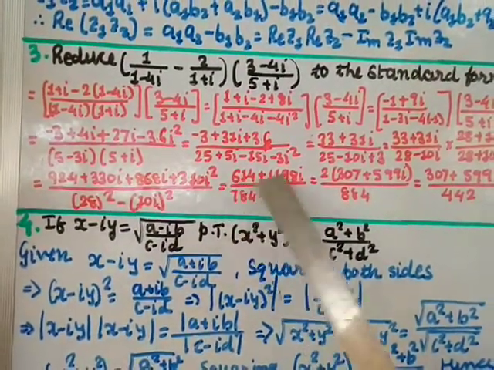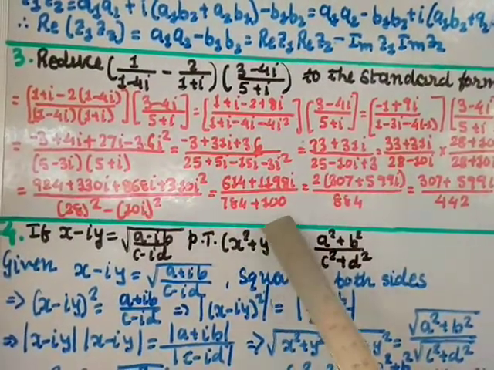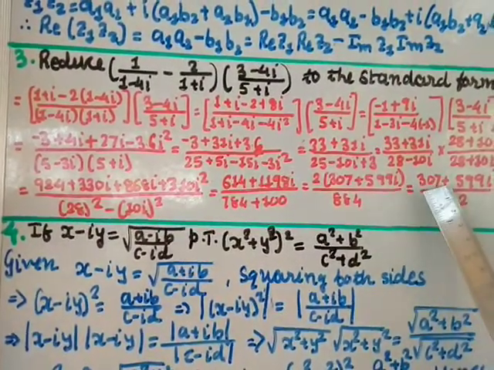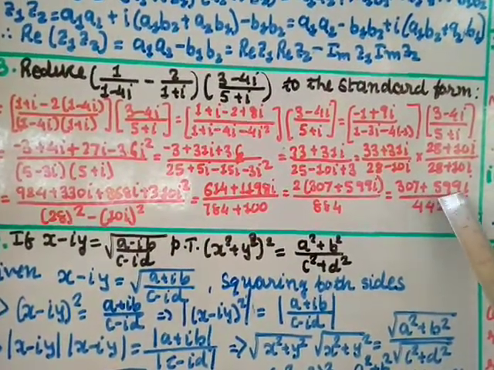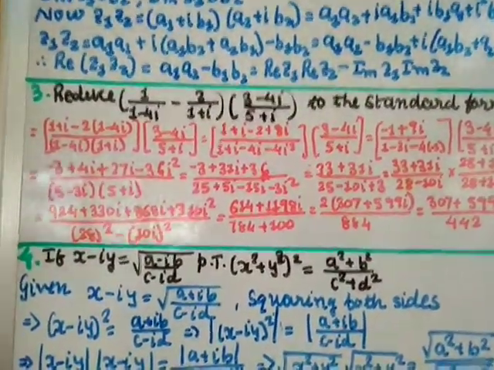Okay, from here take 2 common, you get here 307 plus 599i. Divide by, this sum is 884. You can cut by 2, so you get the answer as 307 plus 599i divided by 442. So that is the solution for question number 3.